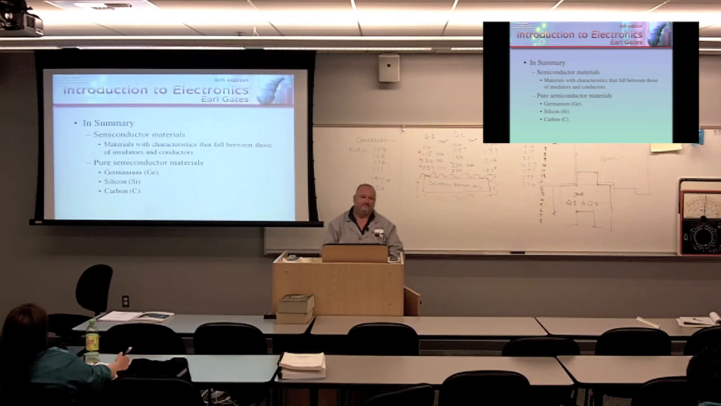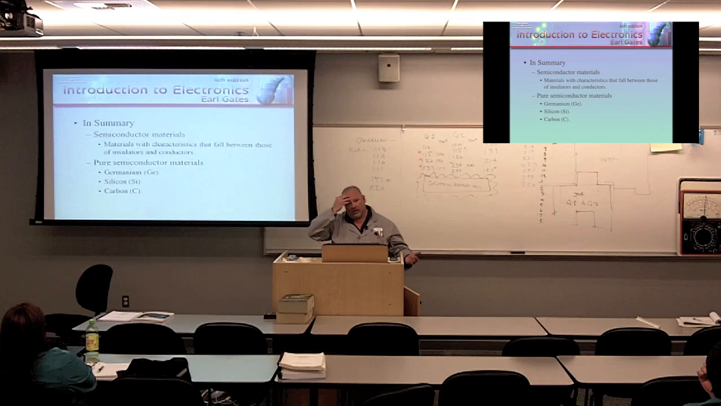In summary, semiconductor materials are materials with characteristics that fall between those of insulators and conductors, literally, right? 3 electrons or fewer makes it a good conductor. 5 or more makes it a good insulator. I'm thinking of the number between 3 and 5. 4, 5, 3.2. That'll be a distractor on my quiz. 3.2.